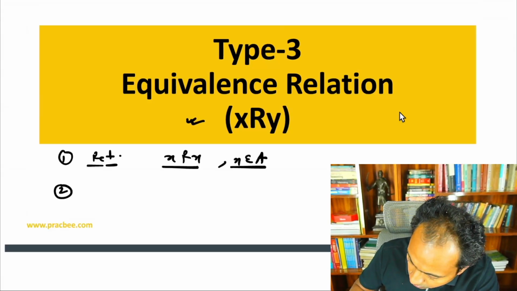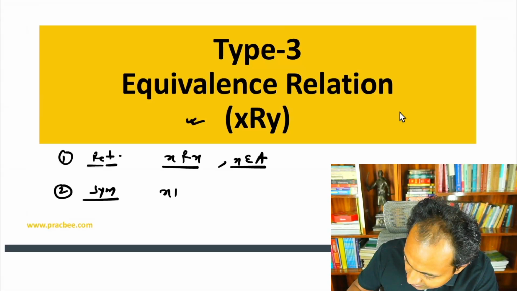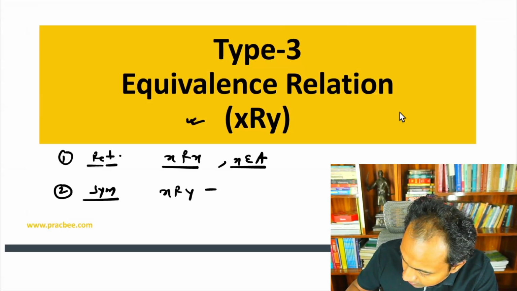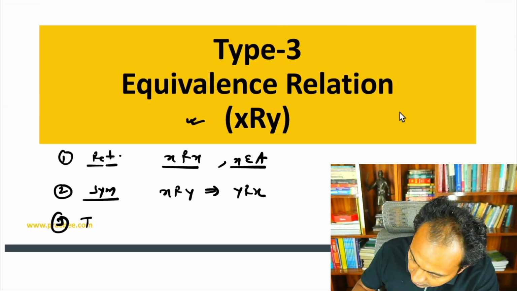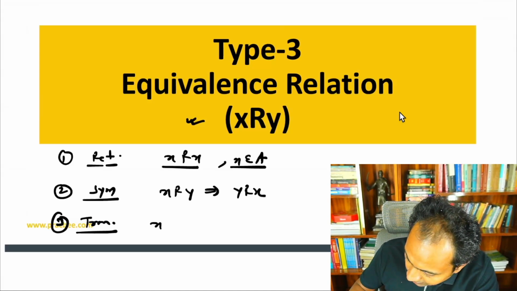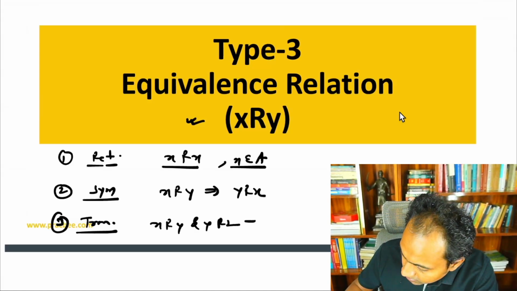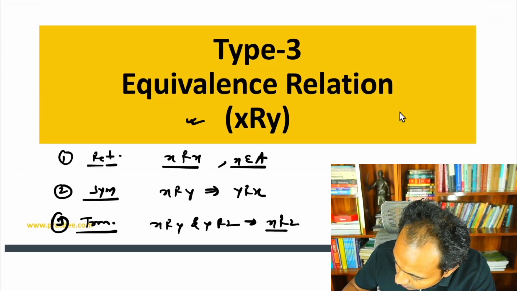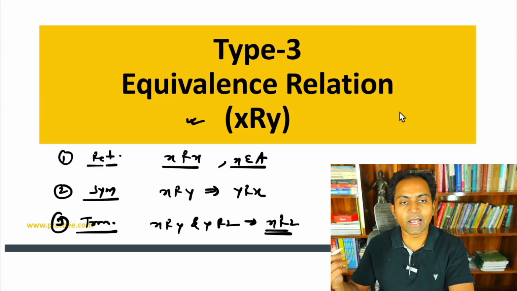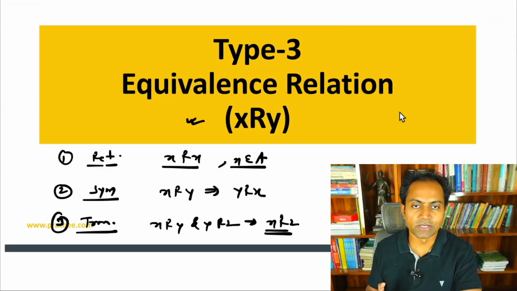If I want to check symmetricity, if X is related to Y, this should imply that Y is also related to X. And in the third part, for checking transitive, if X is related to Y and Y is related to Z, this should imply that X is also related to Z. So we will have to check these three conditions to check for equivalence relation.